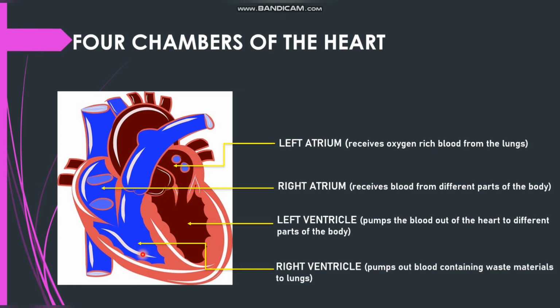In the lungs, the exchange of gases happens. Carbon dioxide gas is expelled out and the blood again carries oxygen gas and brings it back to the left atrium. From the left atrium, it goes to the left ventricle and to different parts of the body. And from different parts of the body to the right atrium, from the right atrium to the right ventricle, and again from the right ventricle to the lungs. So this cycle goes on.